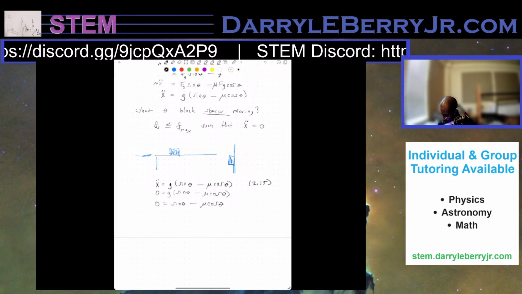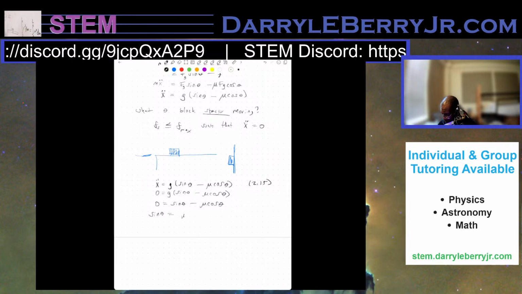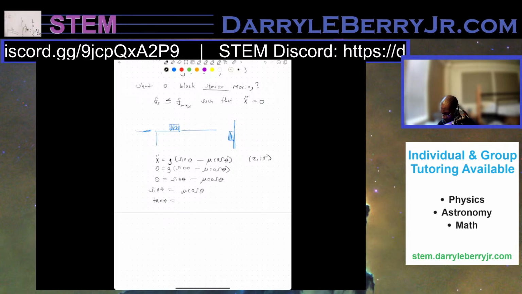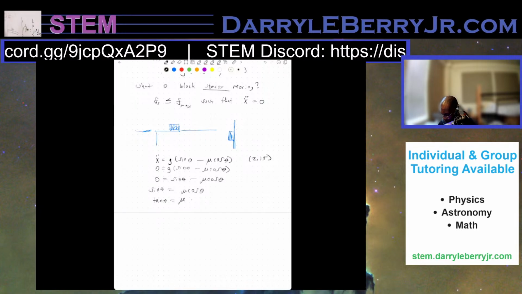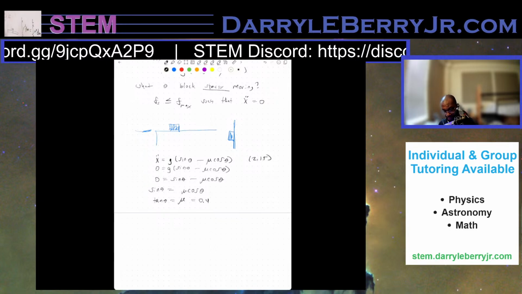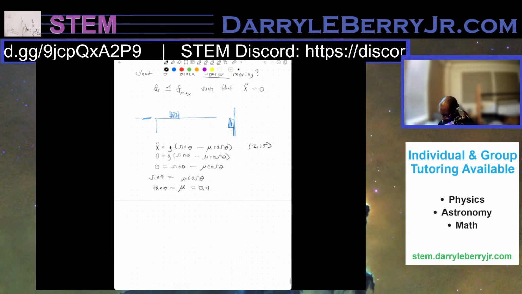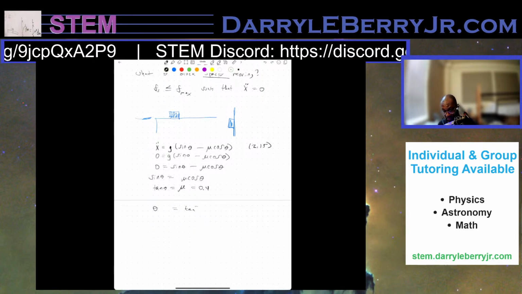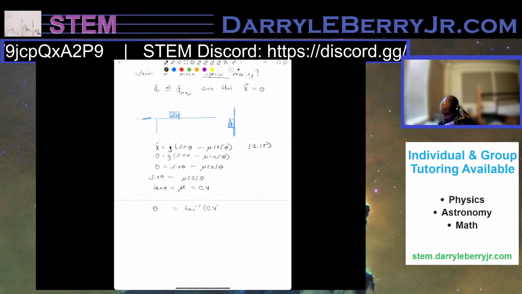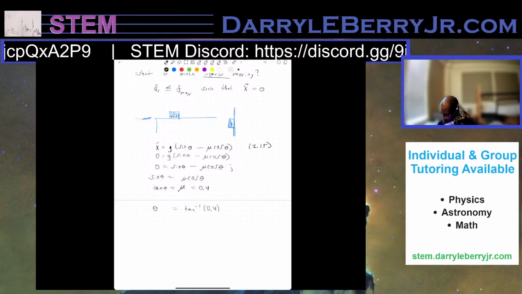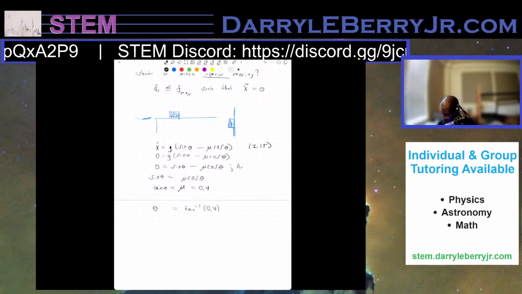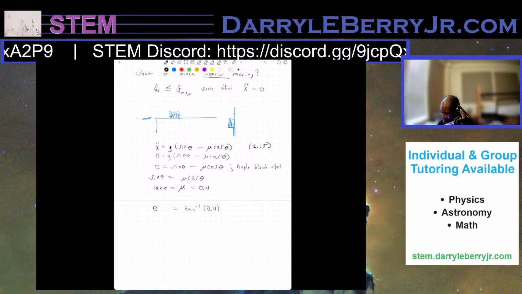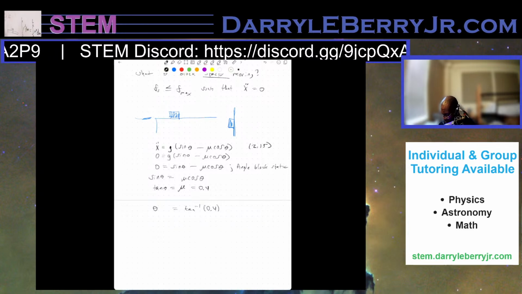So I can say sine theta equals mu cosine theta. Tan theta equals mu equals 0.4. So theta equals tan inverse 0.4 angle. Static. The block is not moving because acceleration is 0 and it never was released.